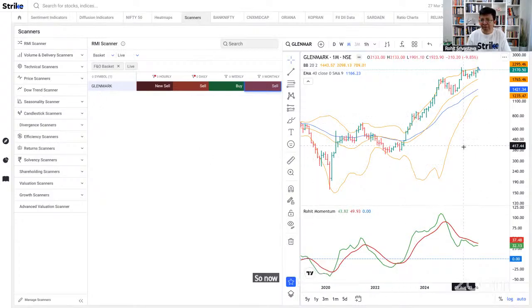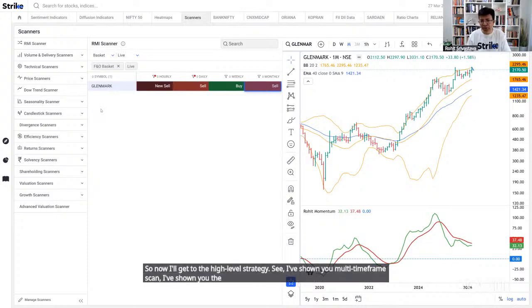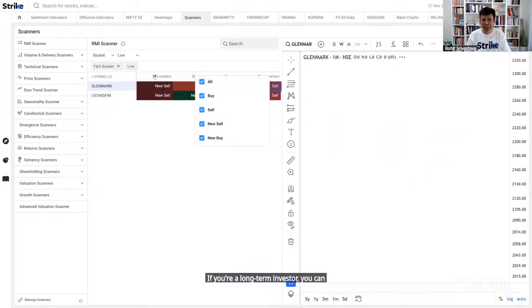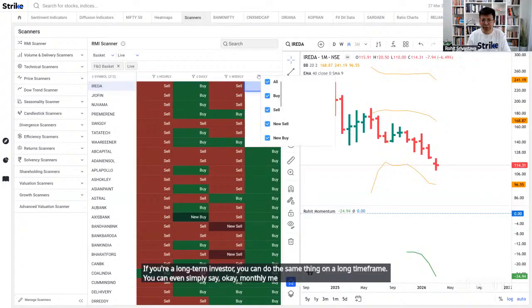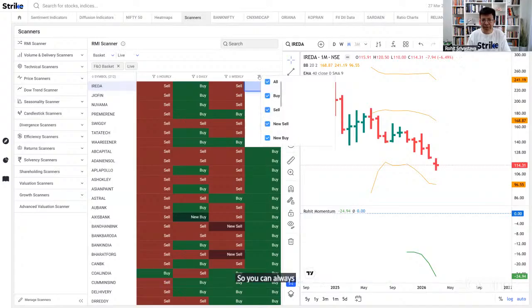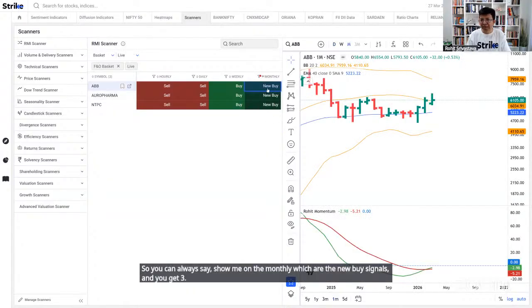So now I'll get to the higher level strategy. I've shown you the multi-time frame scan, the importance, and how we do it, whether it's daily, weekly, hourly. If you're a long-term investor, you can do the same thing on a long time frame. You can even simply say, "Tell me which ones are buy on monthly." So you can always say, "Show me on the monthly which are the new buy signals," and you get 3. Monday is the monthly closing.